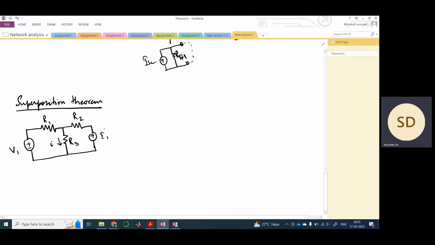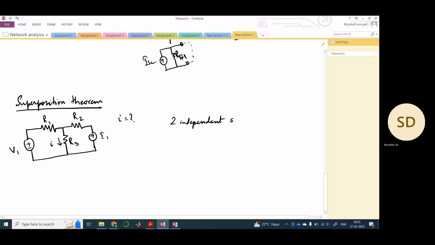So what is I? We are told to find the value of I, which is the current flowing through R3. Now here you can directly apply mesh analysis. It is simple because the circuit is small, but we can also solve it using the superposition theorem, and this is how. Here you see we have two independent sources.